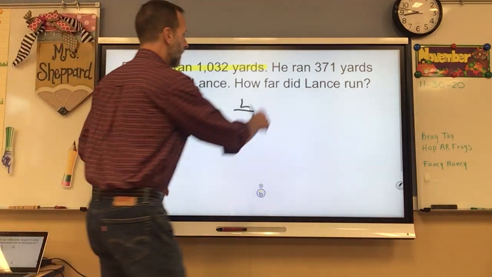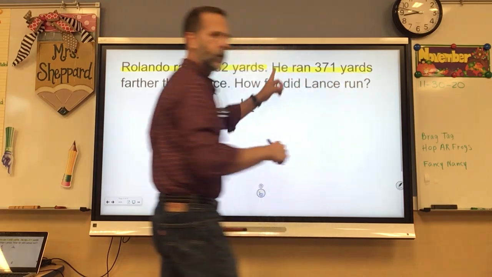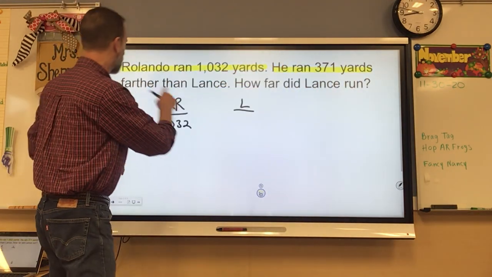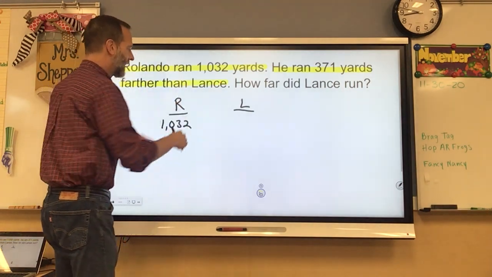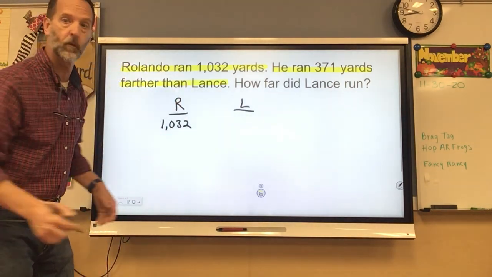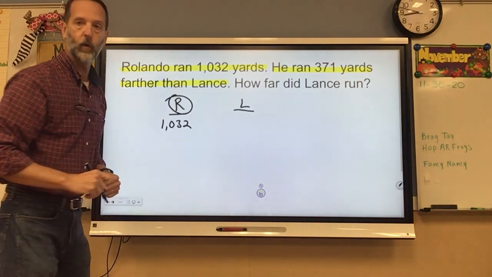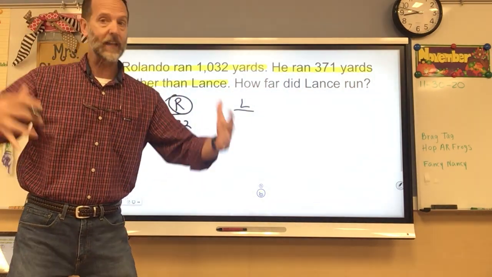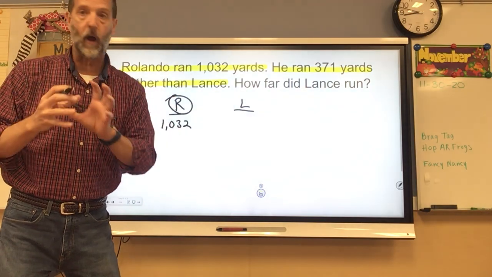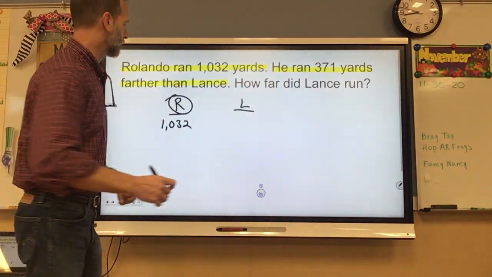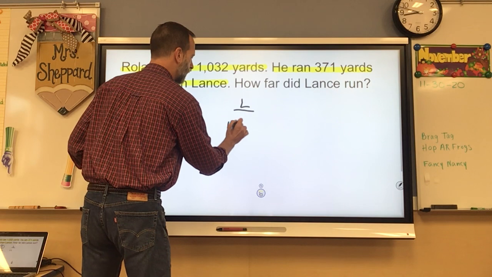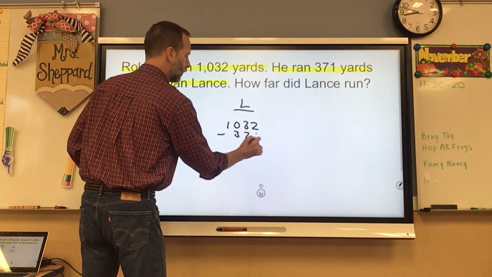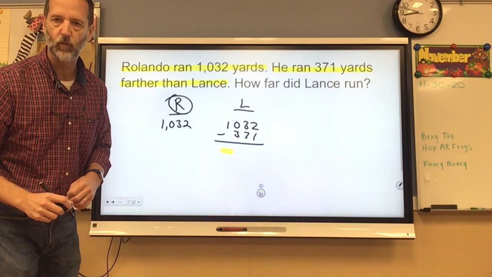Let's find out. He ran, who ran? Who's he? Rolando, because that's who we're talking about. He ran 371 yards farther than Lance. He ran farther. The big number is Rolando. Okay, I know the big number. So if I add, I get a bigger one. I know the big number, so now I want to subtract for the smaller one. So I'm going to want to do 1,032 minus 371, and that will tell me how far Lance ran.